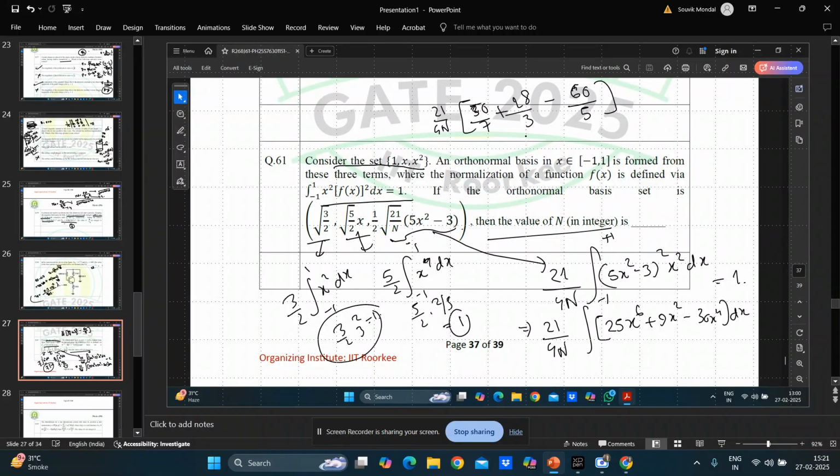Okay, so I guess this is correct. x to the power 5 by 5, right? Okay, so 21 by 4n into 50 by 7 minus 6, right? So 18 by 3 is 6, and 60 by 5 is 12, so the difference is minus 6. So that is equal to 21 by 4n into 8 by 7, that is equal to 24 by 4n, that is equal to 6 by n. So 6 by n should be equal to 1, so your n should be equal to 6, right? Yeah, so this is 6.